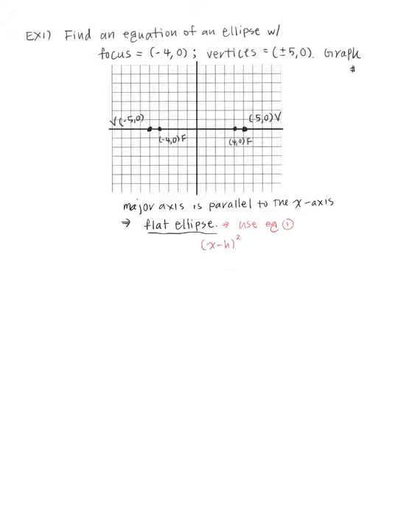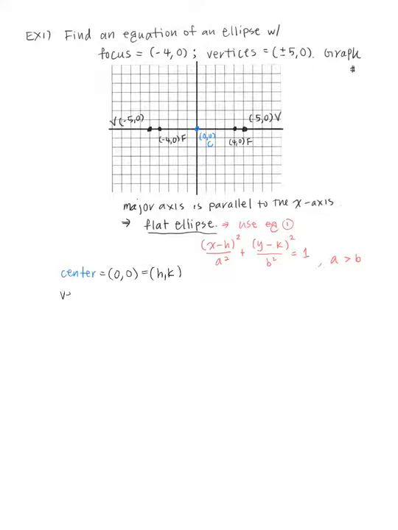(x minus h) squared over a squared, plus (y minus k) squared over b squared, equals 1. And the important thing is that a is always going to be greater than b for the equations of an ellipse. Given all that information, I think we can determine the center. So the center is clearly going to be at 0, 0. But this is denoted by h, k.